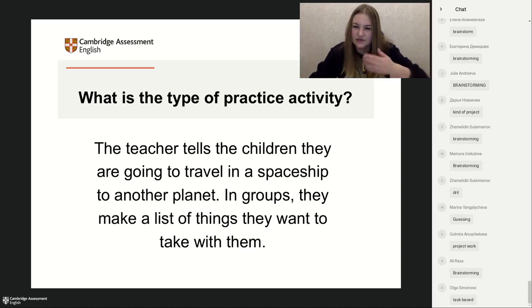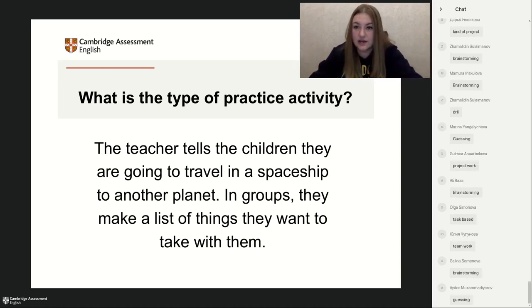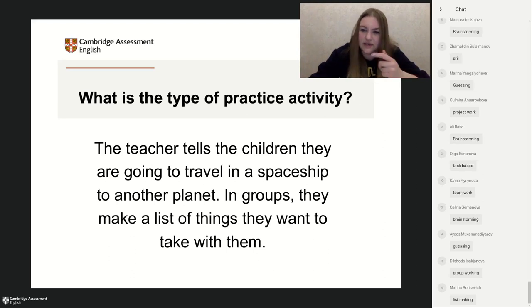Drill. Are you sure that it's drill? No, I think it's about brainstorming. Yeah, when students share their ideas and guessing, maybe. Teamwork. Yeah, I agree. Okay. So the next one.